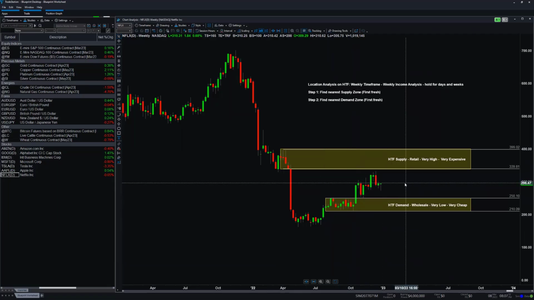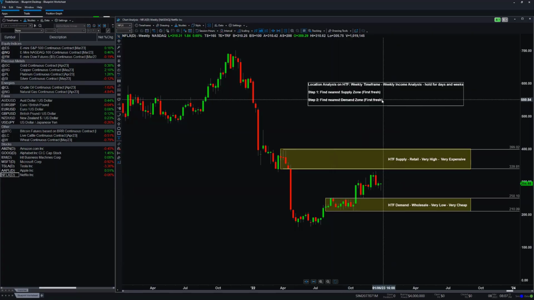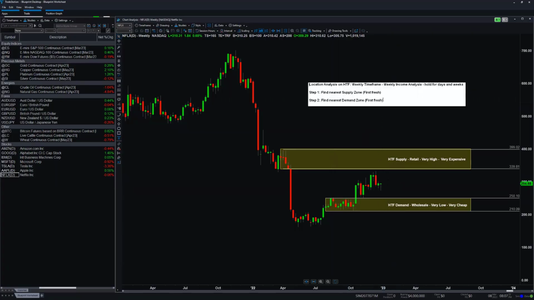So now I have a window of opportunity on Netflix for the weekly income strategy. If price goes up, I want to be a seller. If price goes down, I want to be a buyer. But wait a second. Let's first do step 3. And we also need to check what freshness is. So let's do step 3 first.